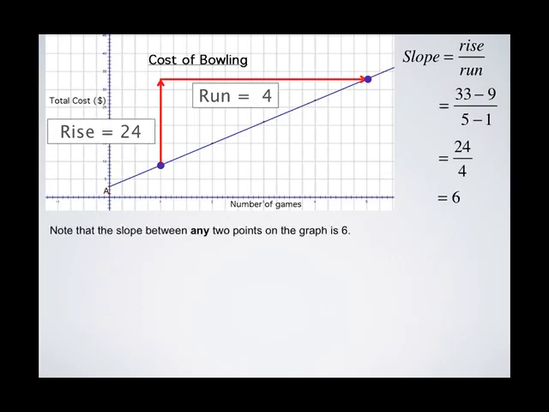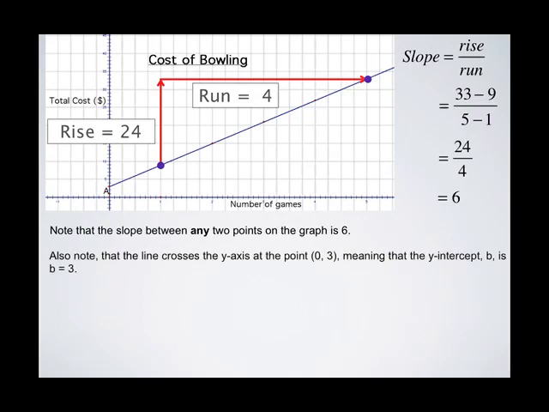And the slope between any 2 points on the graph is 6. That's because the slope between any 2 points along the straight line is the same as any other slope between any 2 other points on that same straight line. Also note the line crosses the y-axis at the point (0, 3). This is the y-intercept. b is 3.